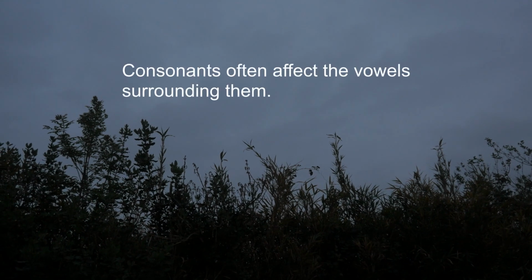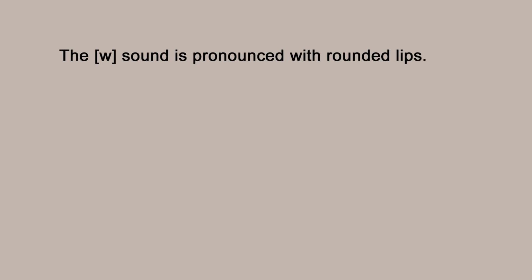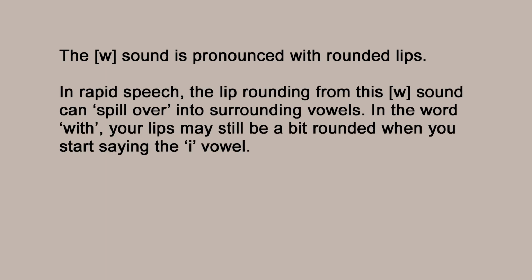In modern languages, consonants often have an effect on the vowels that are near them. For example, the w consonant is pronounced with rounded lips, and so if you're talking quickly and you say a word like with or win, the lip rounding from the w will often end up spilling over into the I. With, win. Over time, this can lead to fairly large changes in the pronunciation of certain vowels.